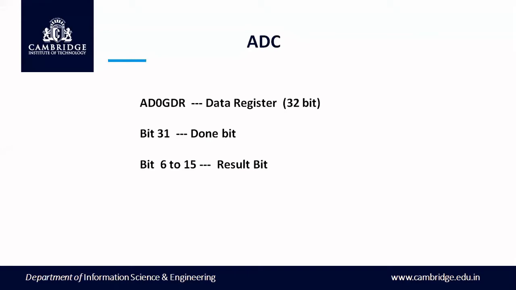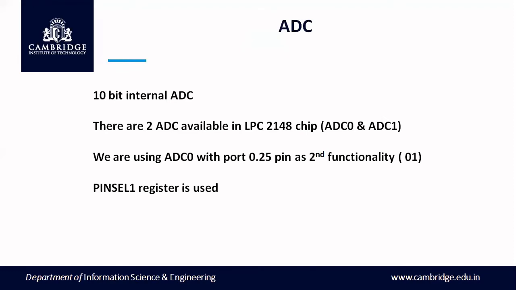So there are 2 important registers. One is AD0CR, the control register. Then AD0GDR is the data register. These 2 registers you need to remember. Now, when it comes to the next part, it's a 10-bit internal ADC. There are 2 ADCs available, ADC 0 and ADC 1, but we are using ADC 0 with port 0.25.